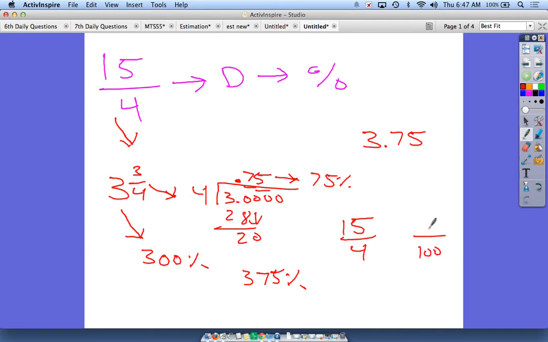One other thing you can do is, if you have 15/4, if you can get the bottom number to be 100, the top number is what the percentage is. So to get 100, I just times by 25. 4 times 25 is 100. 15 times 25 is exactly 375. So if the bottom number is 100, the top number is what that percentage is. So it should be 375%.